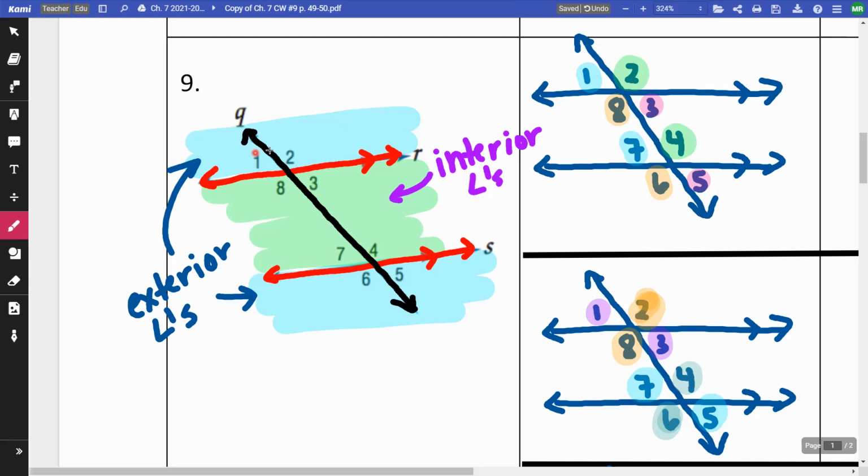So I shaded outside of my two parallel lines in blue. These angles here, 1 and 2, and 6 and 5 are considered exterior angles. I shaded in between the two parallel lines in green. I call these ones interior angles. So 8, 3, 7, and 4 are interior. So just so we can understand when I reference some of these.